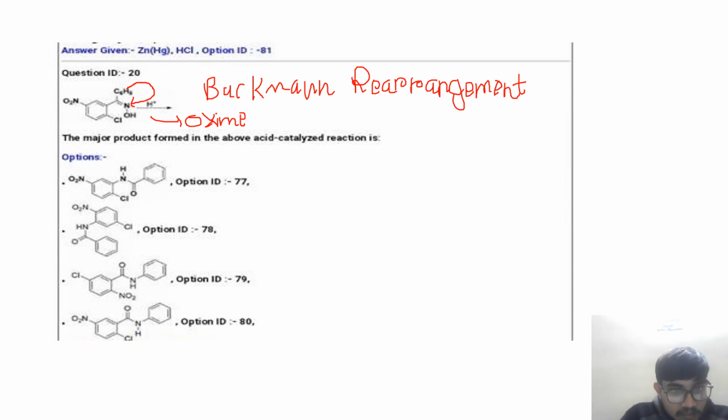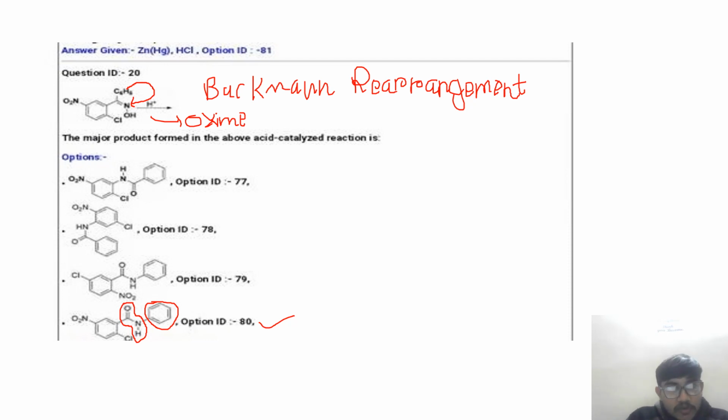So if you see the last option, this benzene ring is transferred onto this nitrogen, and it has also formed the amide group. So this option is correct.